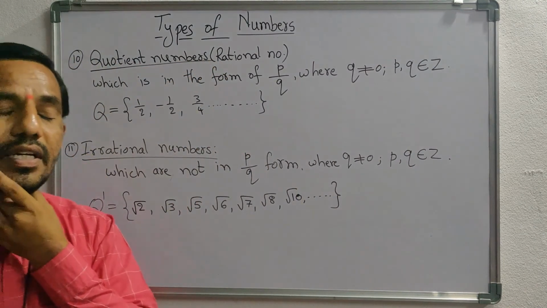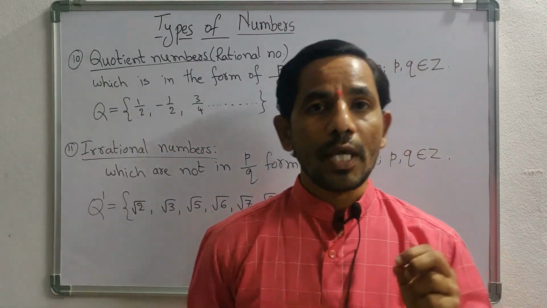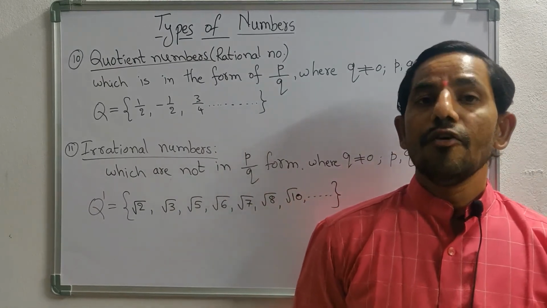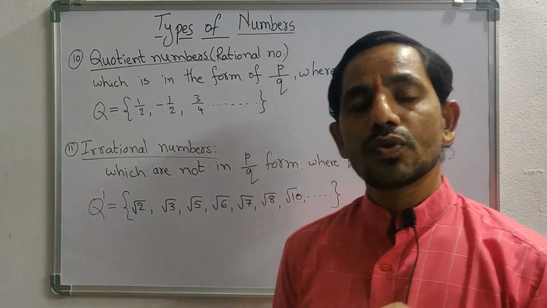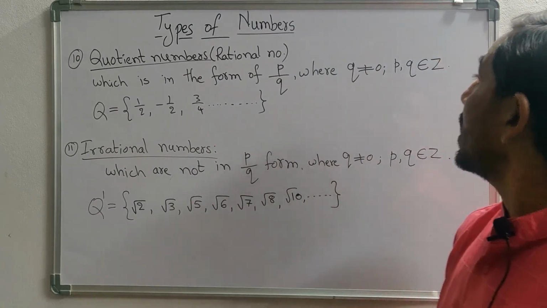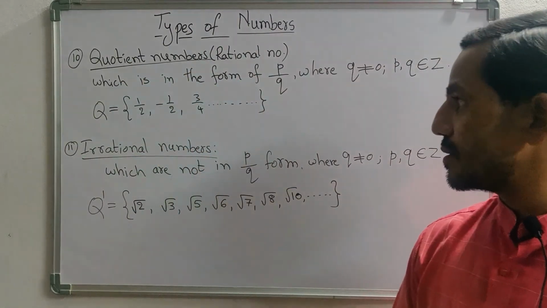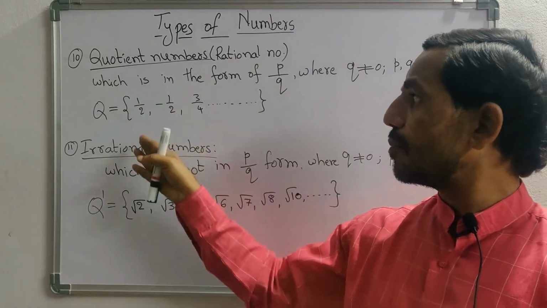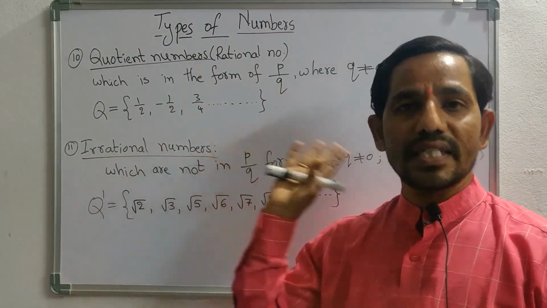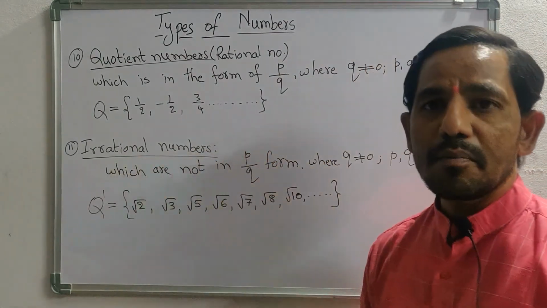Once again, the definition: a number in the form of p by q, where q is not equal to 0 and p, q belong to Z, is called a rational number. Examples: 1 by 2, minus 1 by 2, and so on. Simple quotient numbers means fractions. Just simple. Next one, irrational numbers.